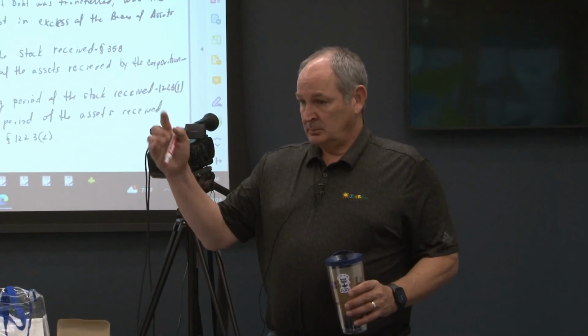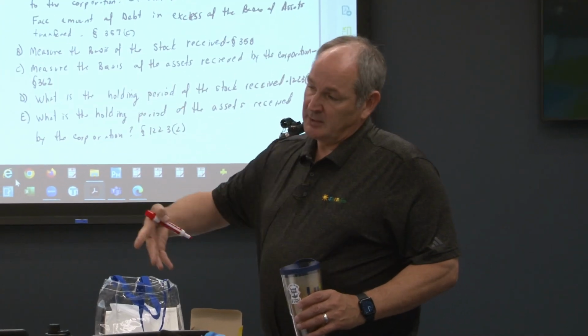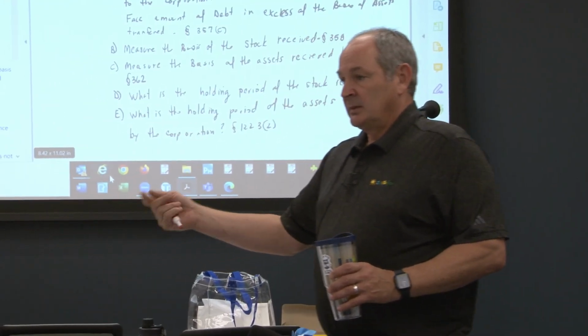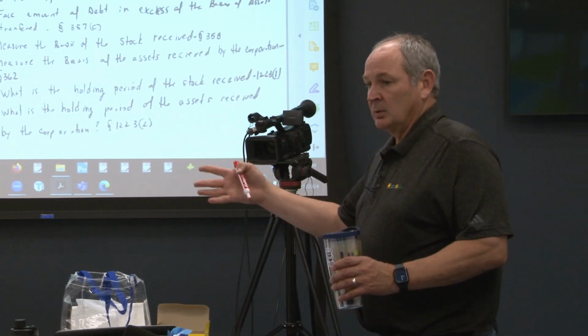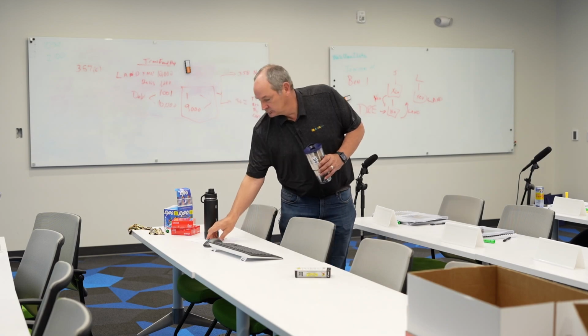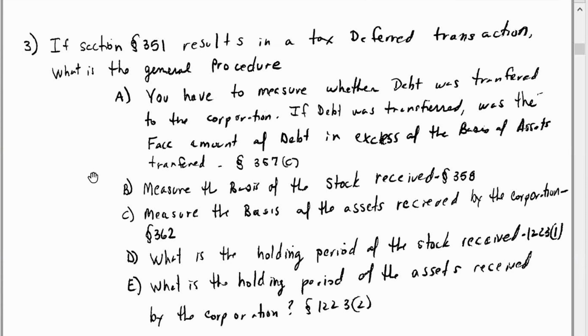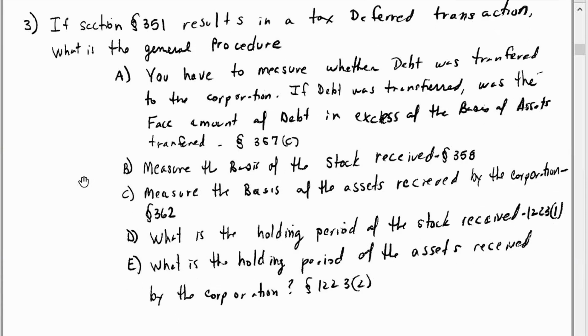So starting point, 351. Next stop, 357C. Then we go to 358, then we go to 362. Then we talk about 1223, 1 and 2, and 168 I-7, which I forgot. So 3 is kind of an ordering. I don't know if that's helpful or not.